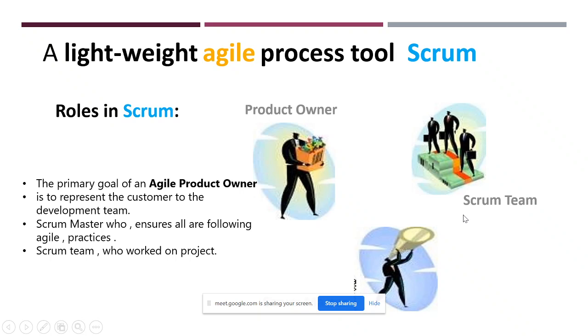Then coming to the Scrum team. The Scrum team includes developers like you and me, and the QA and DB team. This Scrum team will take care of the product development, and they will ensure that we are following the agile process correctly. So hope you got the entire roles: product owner, Scrum Master, and Scrum team. Let's move to the next slide.